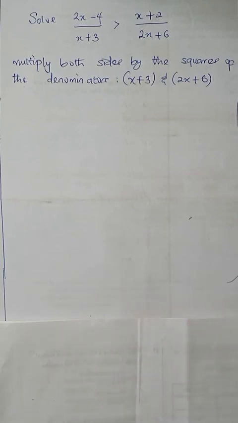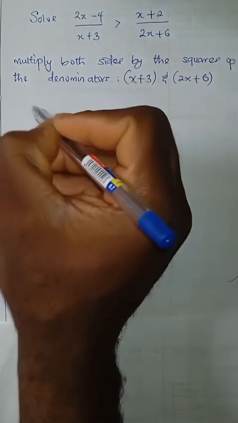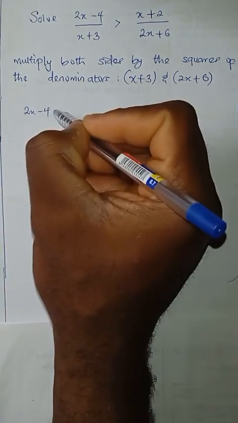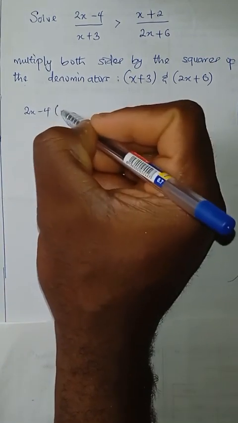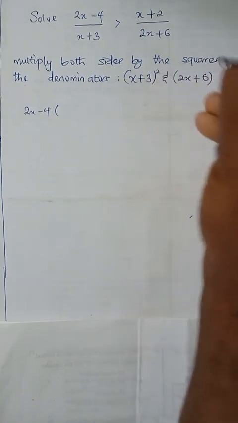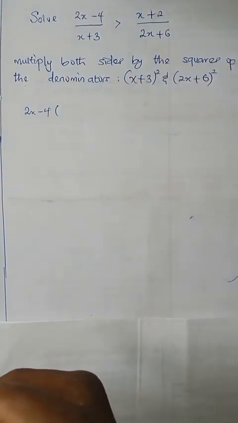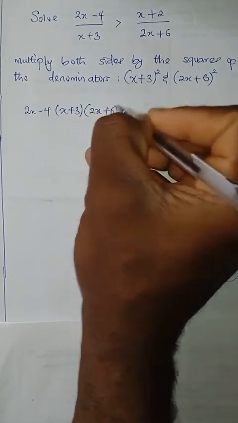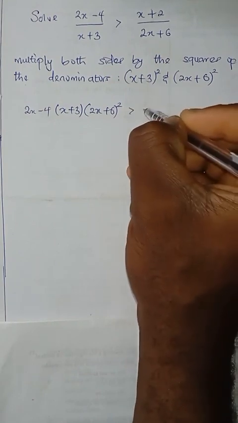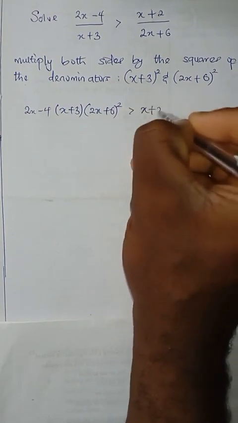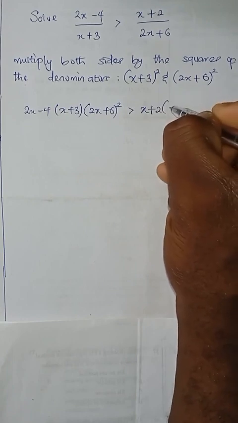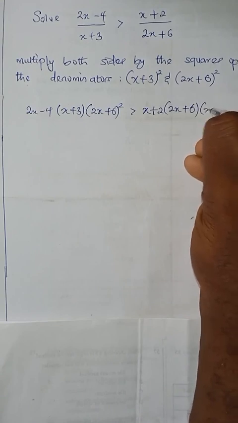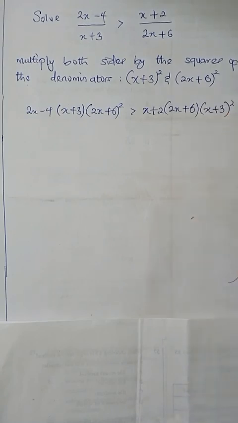So if I do that, I'm going to have 2x minus 4, so I'm multiplying by this and this. I put the square on top so this will not be confusing, into (x plus 3) into (2x plus 6) squared is greater than, on the other side we have (x plus 2) into (2x plus 6), into (x plus 3) squared. So I hope you understand this.